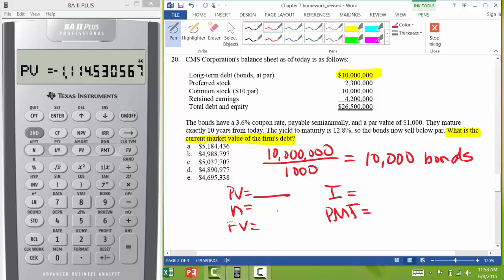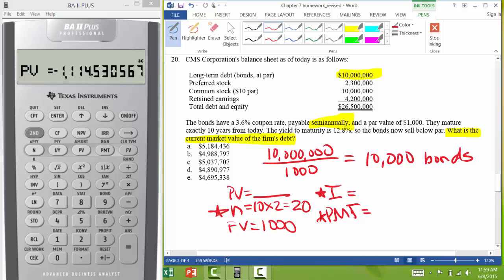Okay, and this is semi-annual, so I hope I have enough room to write this. They mature 10 years from today, so 10, and by the way, let me just highlight this semi-annual here. So 10 times 2, I'll put 20. So remember, N, I, and the payment will all be different because it's semi-annual. The future value will be $1,000.